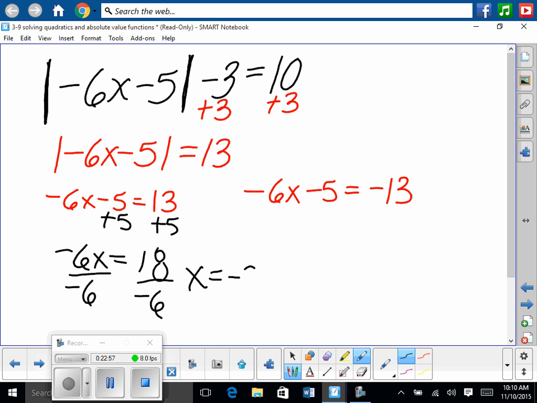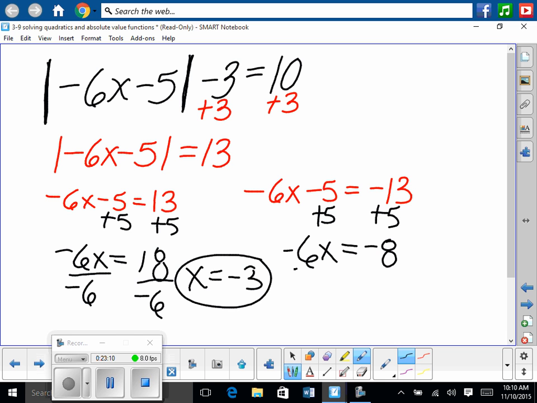Negative 3. And then we would add 5. So we have negative 6x is equal to negative 8. Divide both sides by negative 6. So x is equal to positive 4/3.